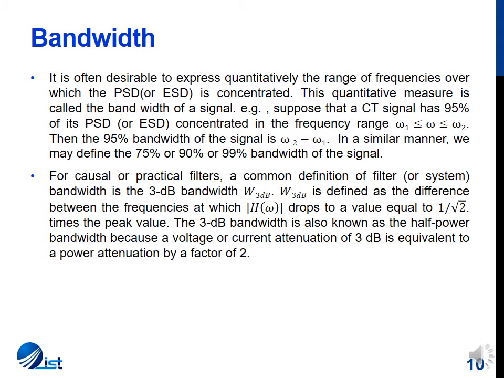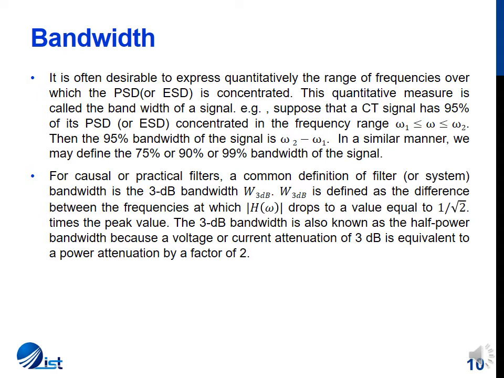The second definition of bandwidth, which is more commonly used to define filters, is the 3 decibel bandwidth or 3 dB bandwidth. It is defined as the difference between frequencies at which the H(omega), or the magnitude, drops to a value equal to 1 by root 2 times the peak value. So if you take the logarithm of that value, it comes to 3 dB if the peak value was 1.